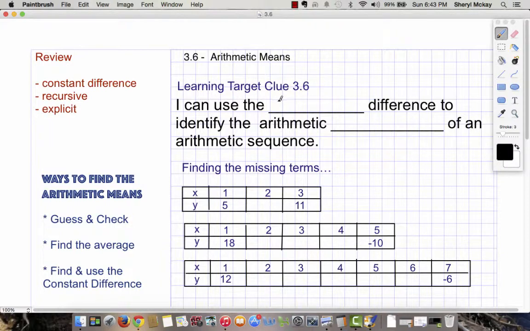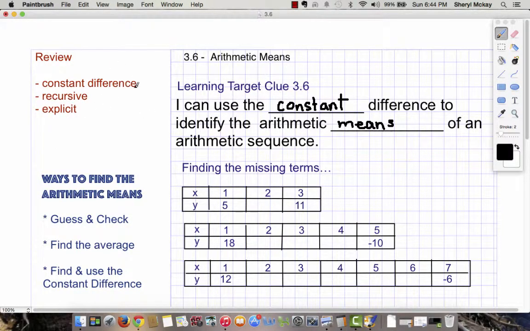So let's go ahead and start by writing and filling in the blanks. I can use the constant difference. So write the word constant. I can use the constant difference to identify the arithmetic means, M-E-A-N-S, of an arithmetic sequence. So go ahead and make sure you get that written. And then let's go ahead and take a look at our review section.